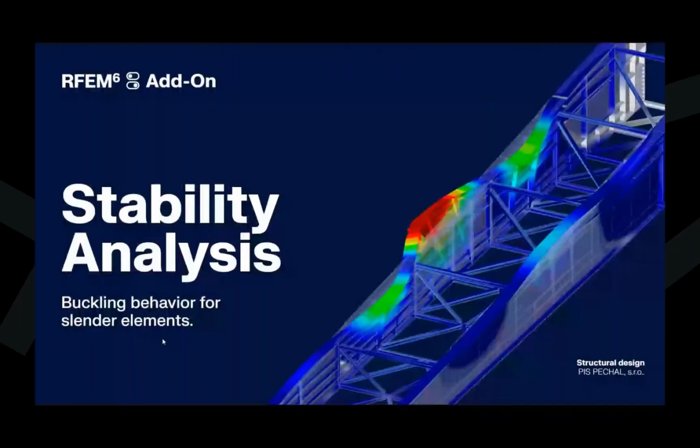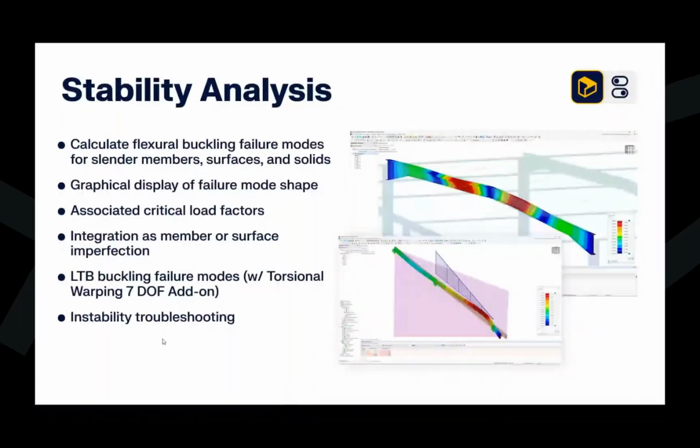And our final add-on within RFEM 6 is my favorite, the stability analysis. So this will actually carry out the buckling behavior of slender elements. So if we have very slender members in our models or very thin-walled surfaces or even solids, we can take each one of the load cases or the load combinations and additionally carry out this stability analysis to determine the flexural buckling failure modes. And we get a graphical display of the failure mode shape directly within RFEM, again, for each one of these load cases or load combinations.